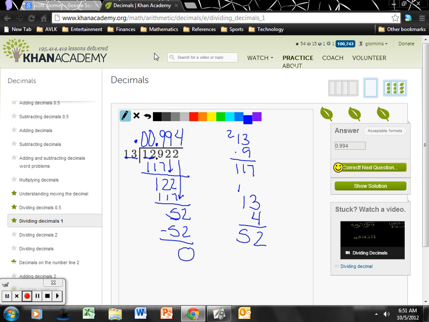All right, I'm going to stop there. All right, hope this helps you out with dividing decimals, especially when you have that decimal primarily in your dividend. When it's in your divisor, it's a little different, but we'll get to that later.